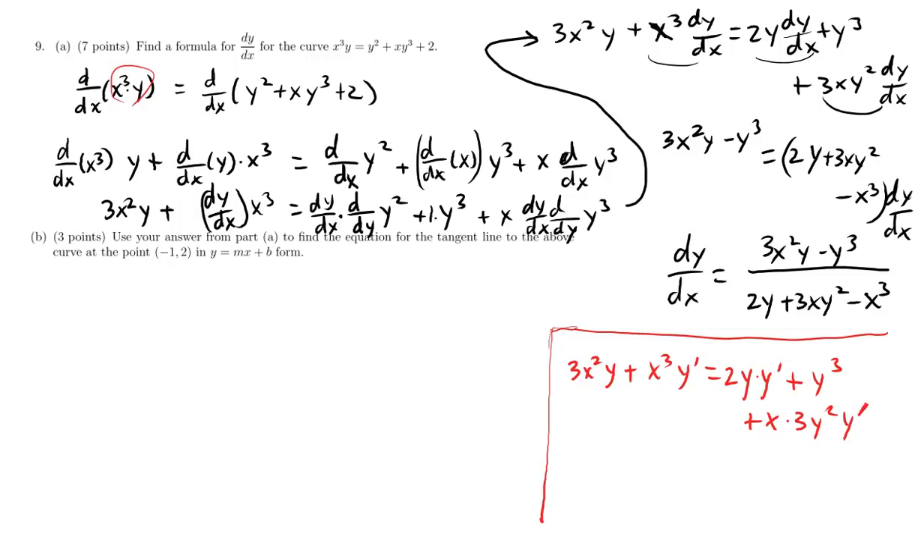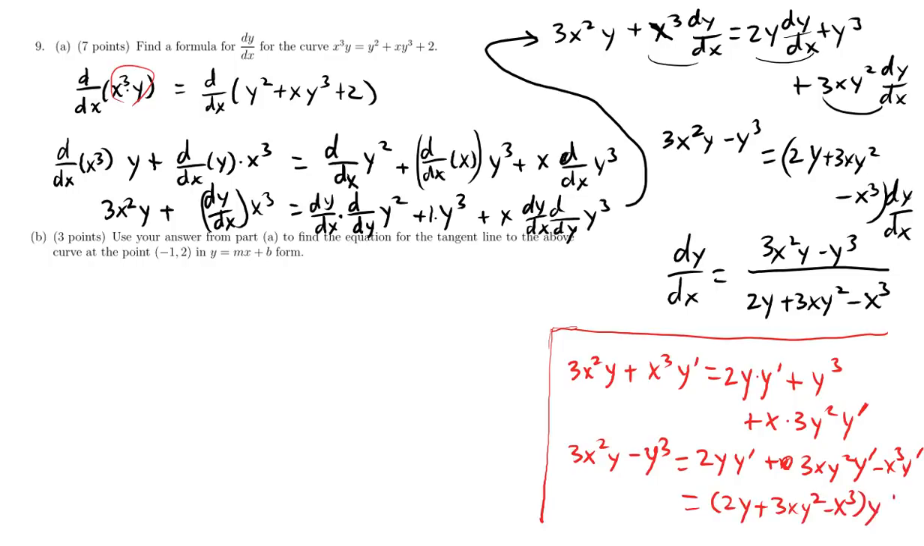And then move y cubed to the other side and bring it over here, so you have 3x squared y minus y cubed equals 2y y prime plus 3xy squared y prime minus x cubed y prime, and then you factor the y prime out. And then finally you divide this by this to solve for y prime, which will give you the exact same answer as that one. Okay. So either way, you're going to get that answer.